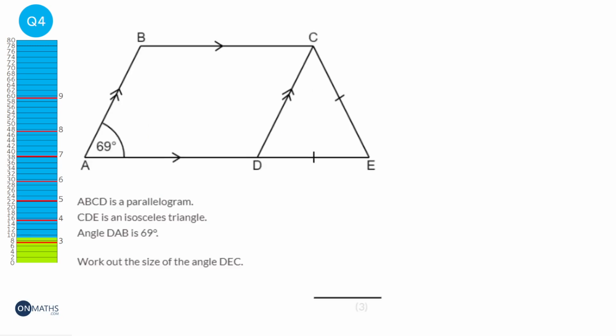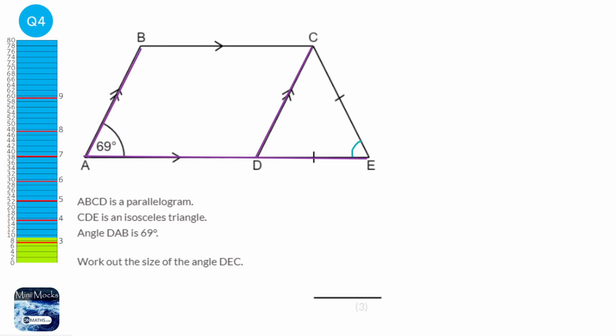So we're looking for angle DEC, which is this one here, but we can't go directly there. We've got to kind of work our way towards it. And the first thing I'm going to look at is these set of parallel lines here. And we've got a line going through these parallel lines, which is this line here.